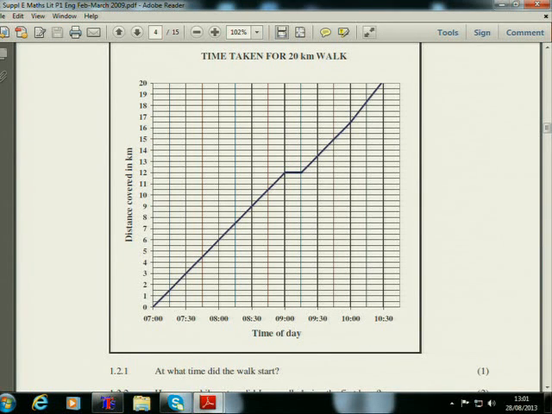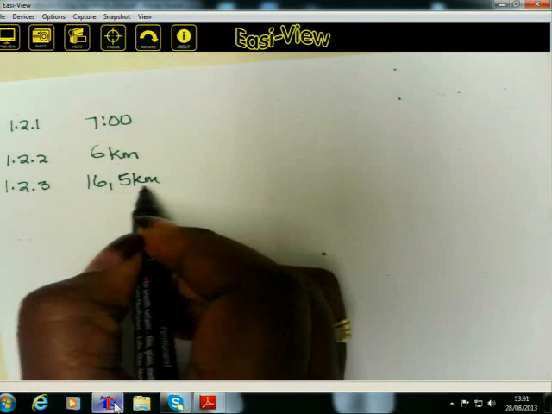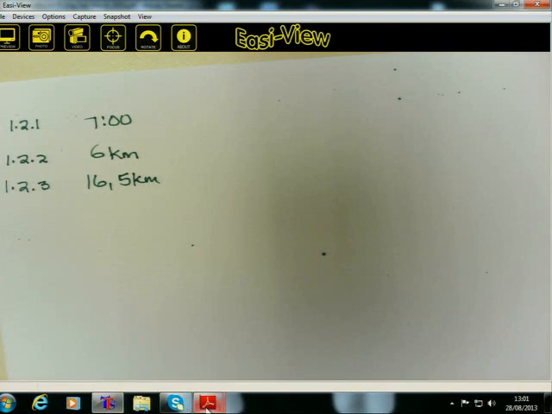as you can see, our scale is in units of 0.5, although it doesn't show there. You just get your 1, 2 up to 20, but you can see that it is in units of 0.5, the distance in kilometers. So if you go to your left, you will see that Jane walked 16.5 kilometers by that time of 10 o'clock. So Jane walked 16.5 kilometers at 10.